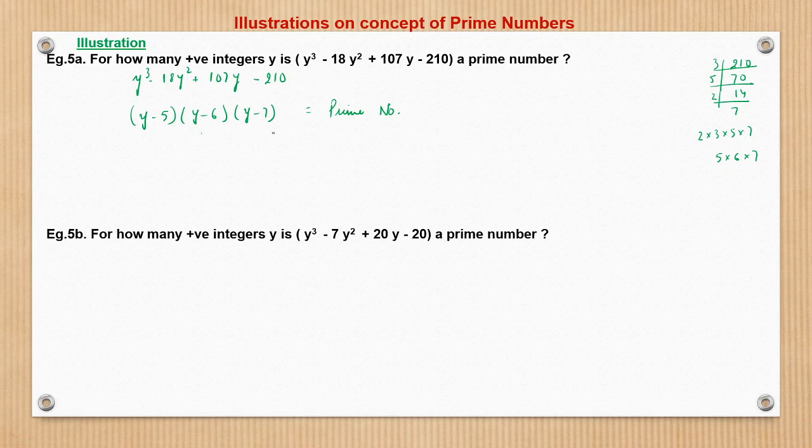So therefore this is not a possible case, wherein for no values of y this expression can be a prime number, because a prime number only has one factor, and here it is showing three factors. Even if you make one of the factors equal to 1, there will be two different factors, right? So in that case it cannot be a prime number.